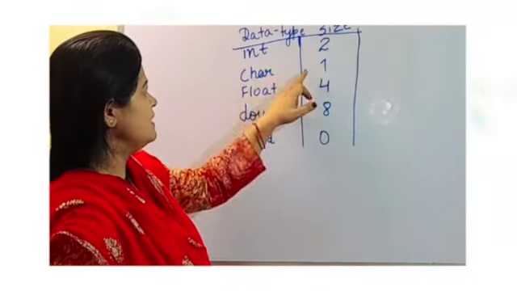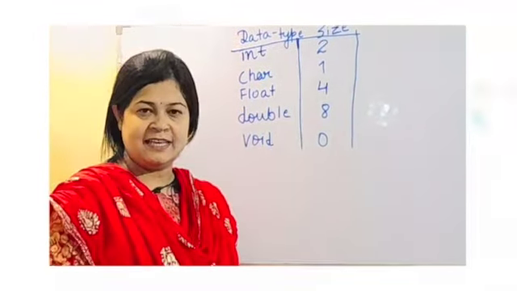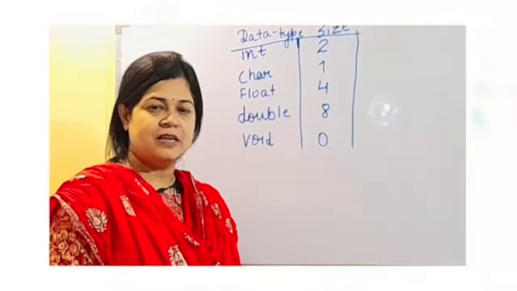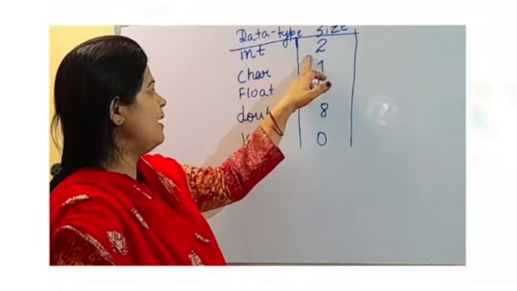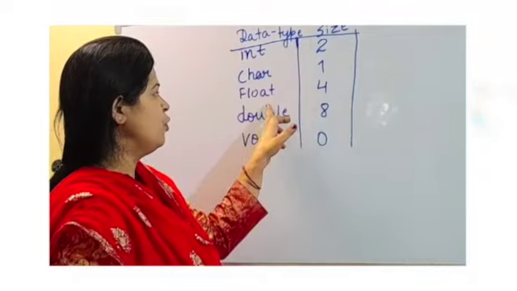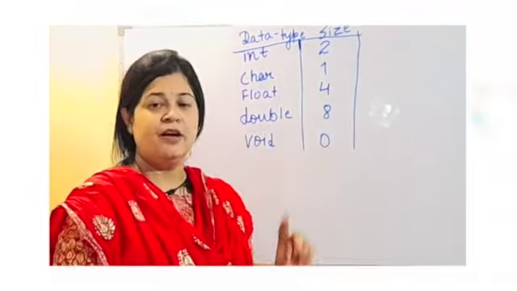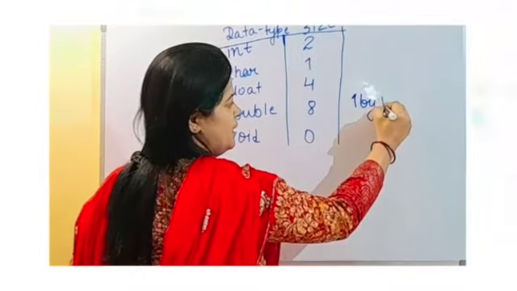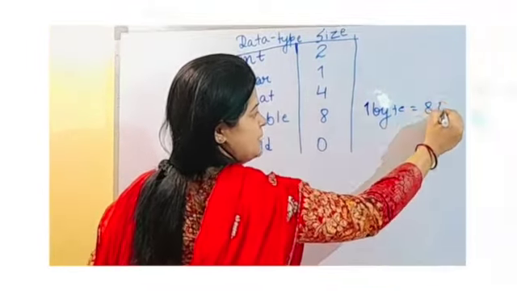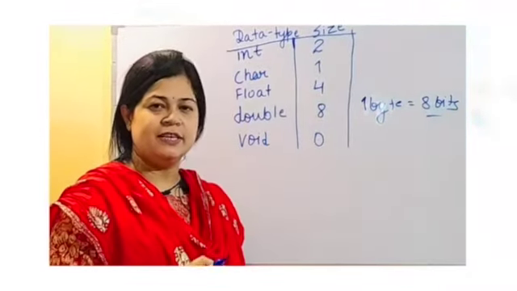These are the sizes of the different data types, and as I have already told, these sizes depend upon machine to machine or compiler to compiler. Integer is 2 bytes, char 1 byte, float 4 bytes, double 8 bytes and void 0 bytes. 1 byte is equal to 8 bits. In computer science, the smallest unit is the bit.